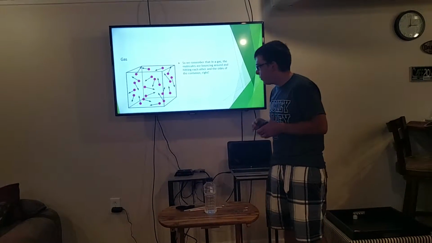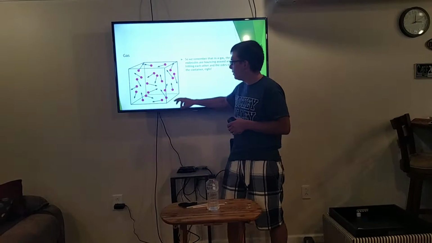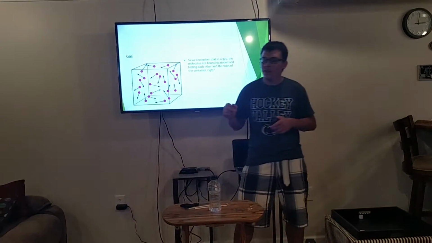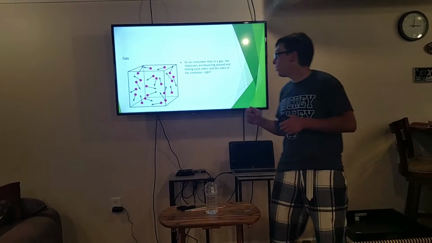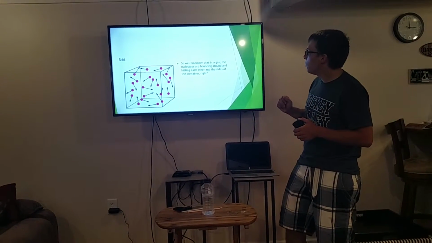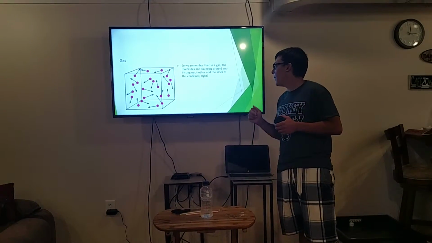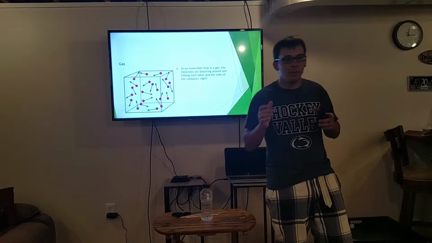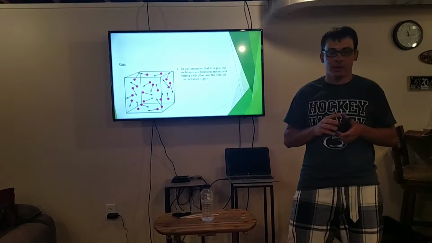Here's an example of gas. We've seen these before in class. We have our normal cube. We have the gas particles trapped inside. They're traveling every which direction, bouncing off everything. So remember that in a gas, the molecules are bouncing around and hitting each other and the sides of the container, keeping the shape of the container if it's a flexible container.